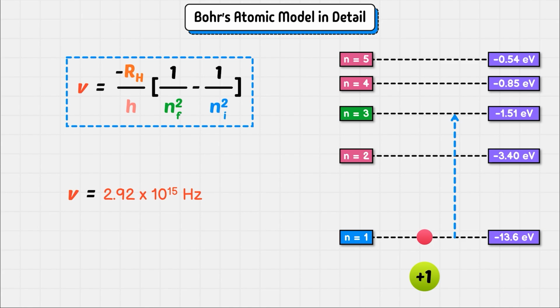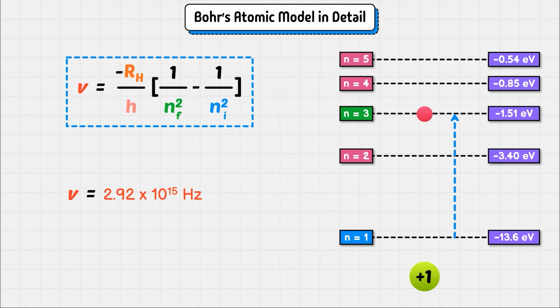And now, to excite an electron from the first orbit to the third orbit, we must provide it with a photon of electromagnetic radiation that has a frequency of 2.92 times 10 to the power 15 Hz. So these were the basic postulates of Bohr's model, which explained the atomic structure in greater detail.